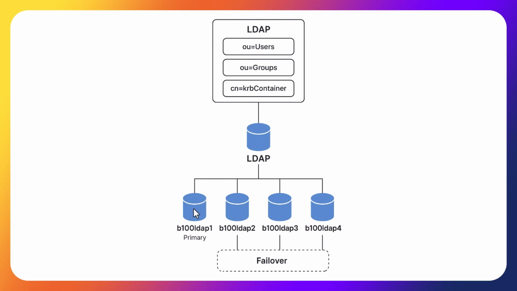My primary LDAP and Kerberos server is B100 LDAP 1. It usually runs on PRX SRv2, but it's configured with Proxmox HA to fail over to PRX SRv3 or PRX SRv4 if needed. This primary server replicates the LDAP directory and Kerberos database to the other 3 servers, B100 LDAP 2, B100 LDAP 3, and B100 LDAP 4.